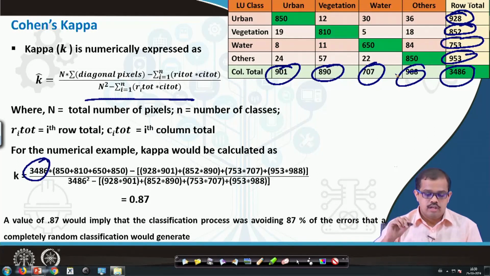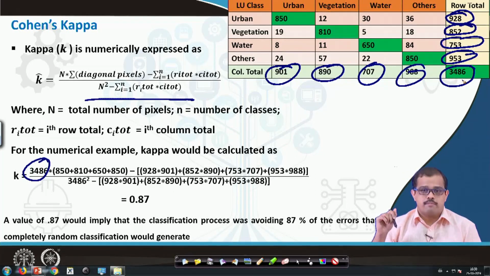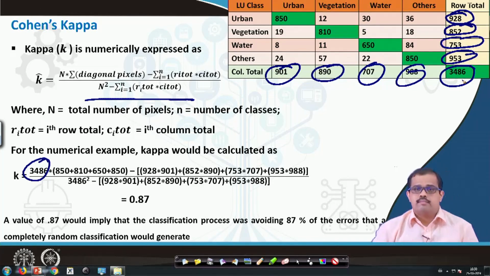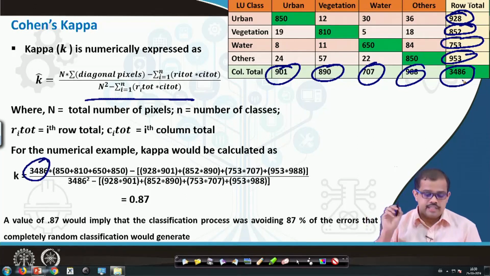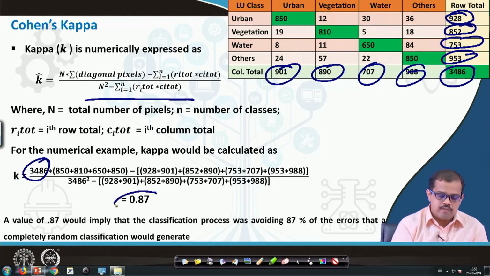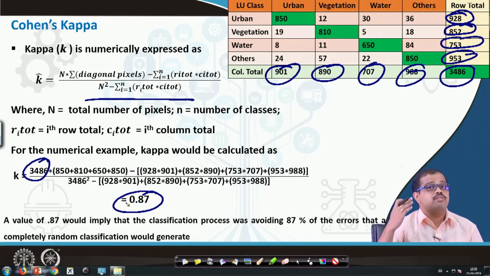All of these are summed, divided by the square of the total number of pixels in that particular image, minus again the same row total multiplied by the column total summed up. So this gives you the kappa value. For example, let us say whatever I have considered here has got a kappa value of 0.87. Now this value of 0.87 implies that the classification process was avoiding 87% of the errors that a completely random classification would generate. So you are avoiding 87% of errors.